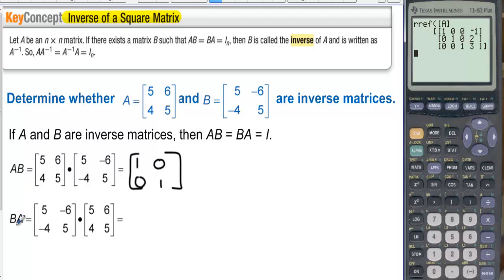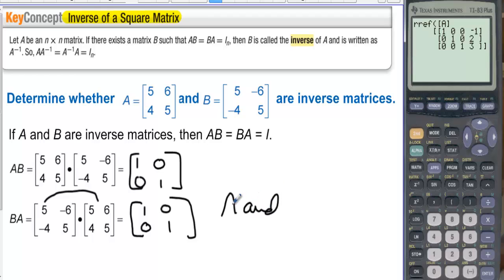Now, do we get the identity matrix with B times A? We have 25 minus 24. That's 1, looking pretty promising. 30 minus 30, that's 0. Negative 20 plus 20, that's 0. And negative 24 plus 25 is 1. Now we can say A and B are inverses.